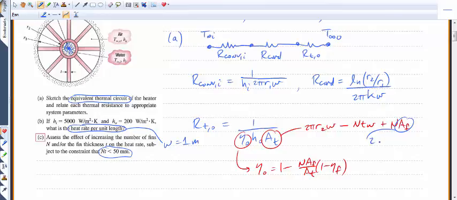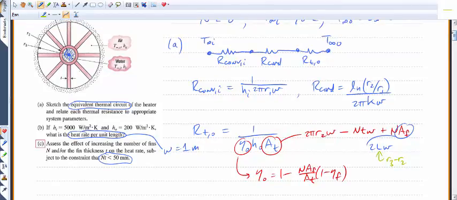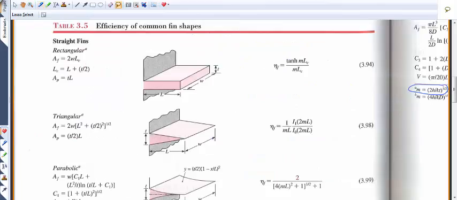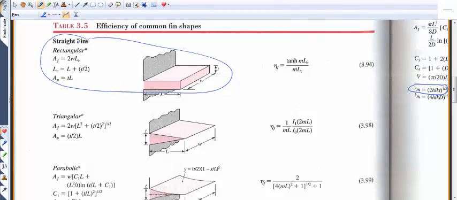So that would just be 2 times the length L times W, where L is going to be R3 minus R2. If you notice the figure, the fins look like they're straight rectangular fins. So in order to get the efficiency, we can go to table 3.5, and in the table we can see, sure enough, that we have the straight rectangular fins right here, where the area of the fin is given as 2 times W times L sub C.